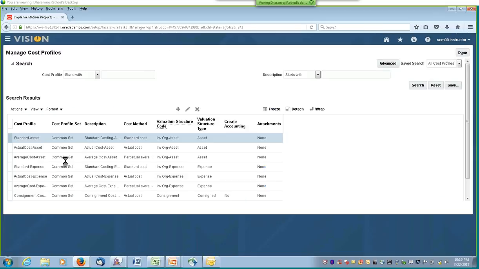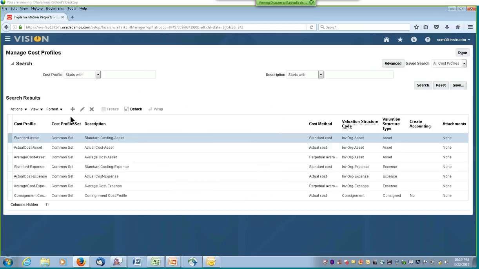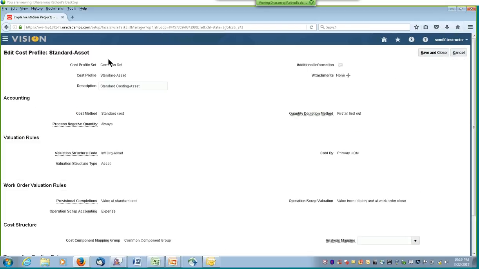You go define the cost profile, and this is how your cost profile would look. I can edit it, or I can create a new one. So this cost profile will have various information associated to it. One of them is the cost method. Another one is how you want to cost it, whether you want it in the primary UOM or the secondary UOM.